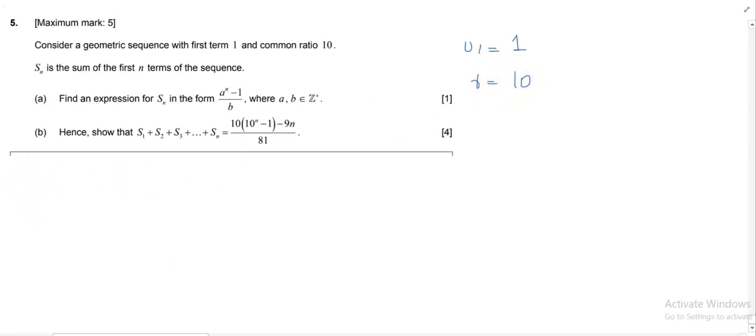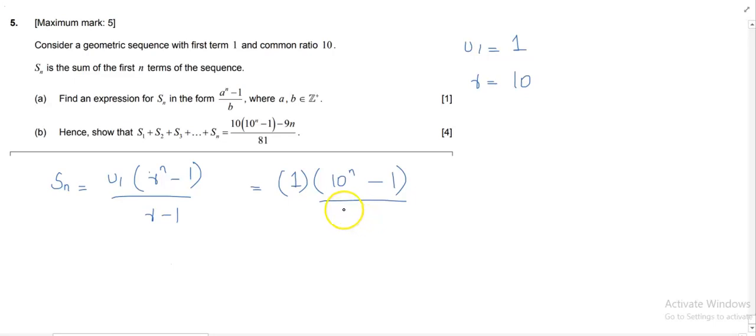Now we know the formula for Sn of a geometric sequence, because that's a geometric sequence, and it's given in the formula booklet. It is u1 times r to the power of n minus 1, divided by r minus 1. We have the first term as 1 and the common ratio as 10, so we get 10 to the power of n minus 1, divided by 10 minus 1. So we end up getting Sn as 10 to the power of n minus 1, divided by 9. So this is what our Sn will look like, right?